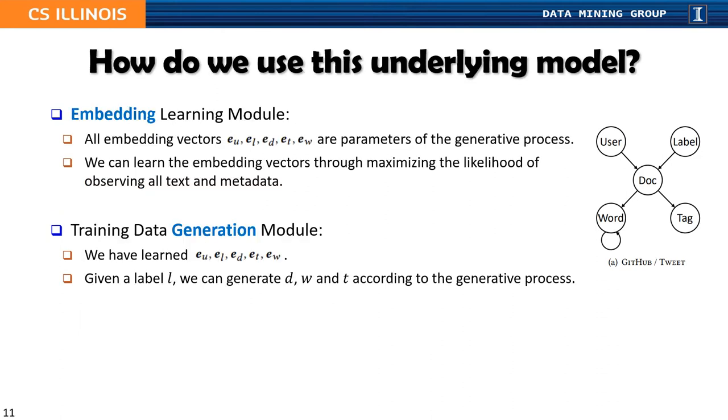Guided by this generative process, we can design our embedding learning module and training data generation module. In the embedding learning module, all embedding vectors are parameters of the generative process. Therefore, we can learn the embedding vectors through maximizing the likelihood of observing all text and metadata. And then in the training data generation module, since we have learned all the embeddings, given a label L, we can generate documents, words, and tags according to the generative process. In this way, we have a large set of synthesized training data to augment the original real training data. We omit the mathematical details of these two modules. If you would like to know more details, please refer to our paper.